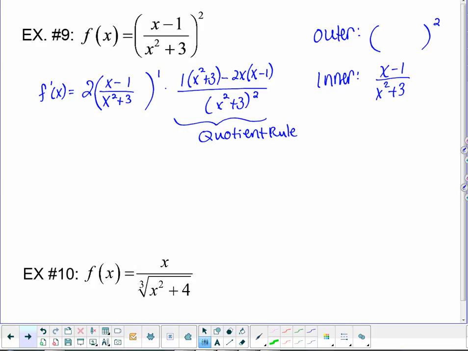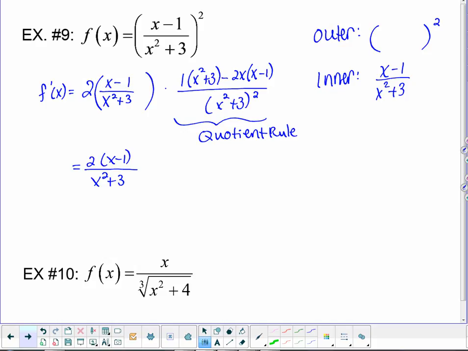So we've done our derivative. It's just sitting in a very messy state here. So let's clean up. 2 times x minus 1 over x squared plus 3. That power of 1 we could just erase, couldn't we? Not necessary to write.